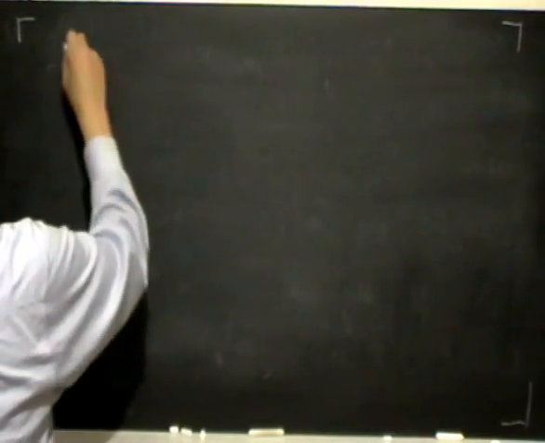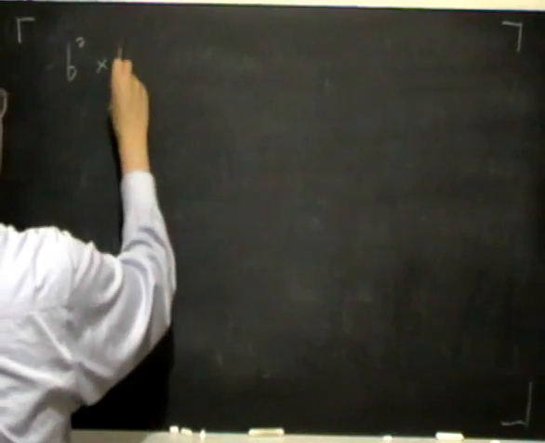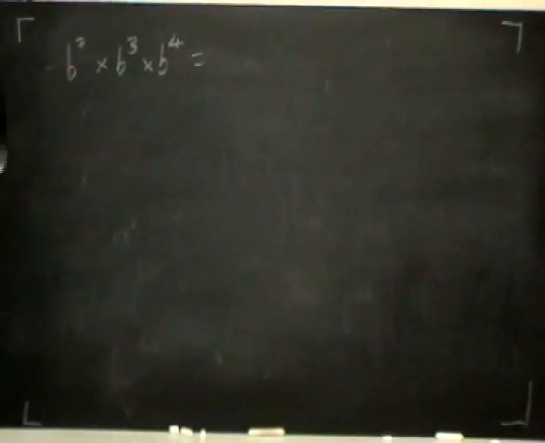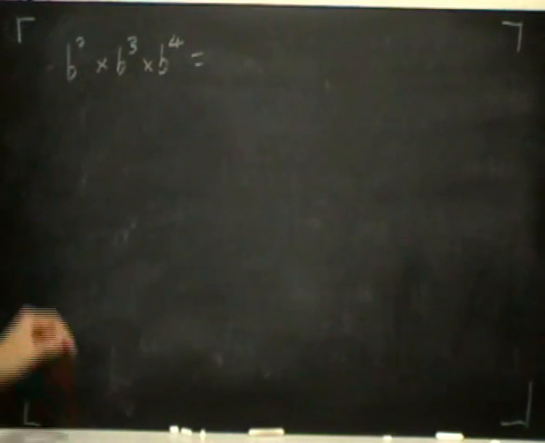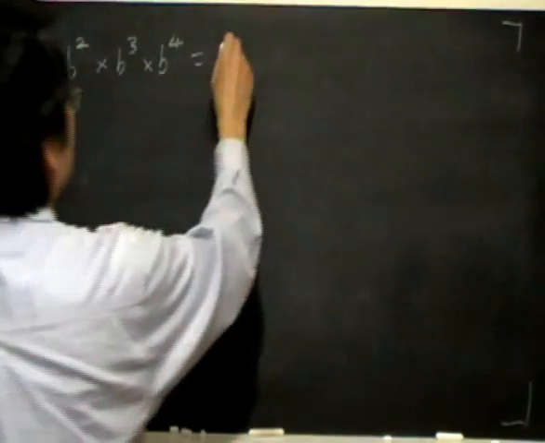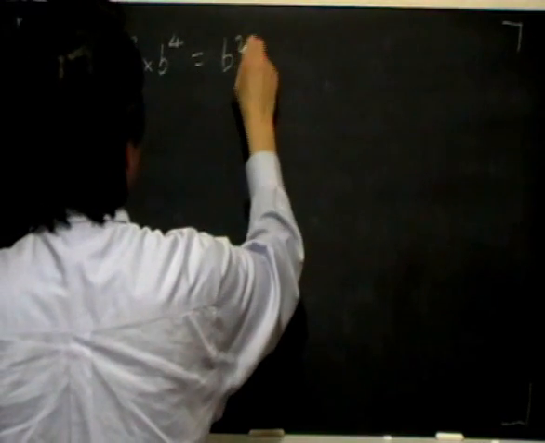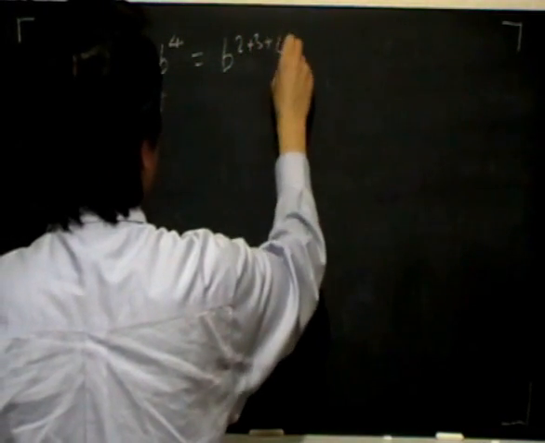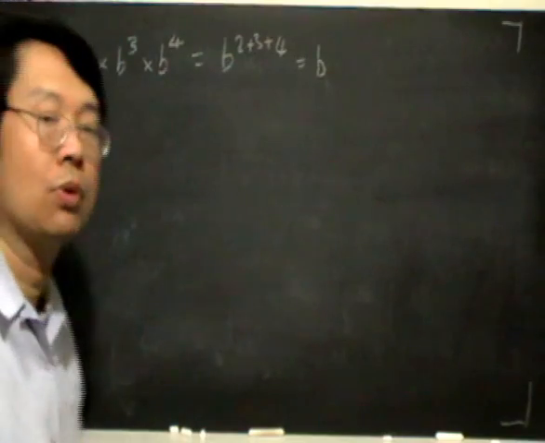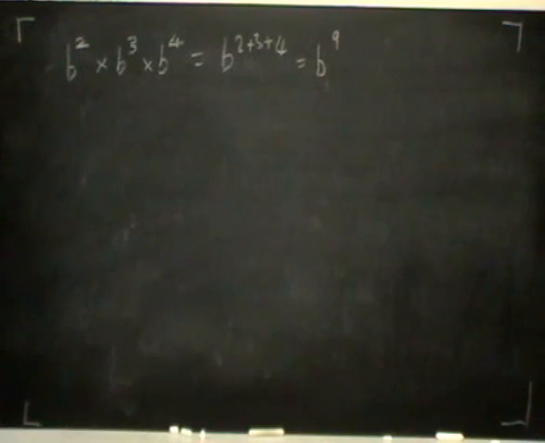Alright, let's try out some examples. Let's do b squared times b cubed times b fourth. So the quick way to do this problem would be to simply add up all the powers. So the answer is b to the power 2 plus 3 plus 4. 2 plus 3 plus 4 is 9. So the answer is b to the power of 9. So that's the answer.